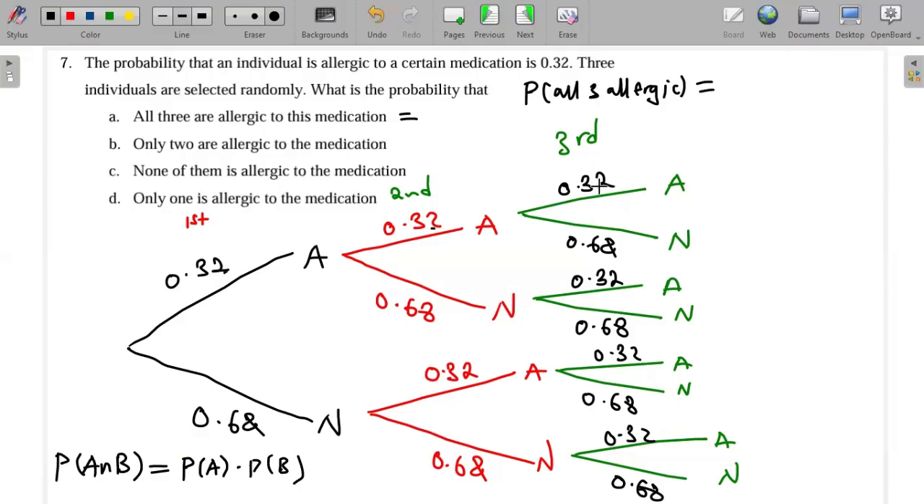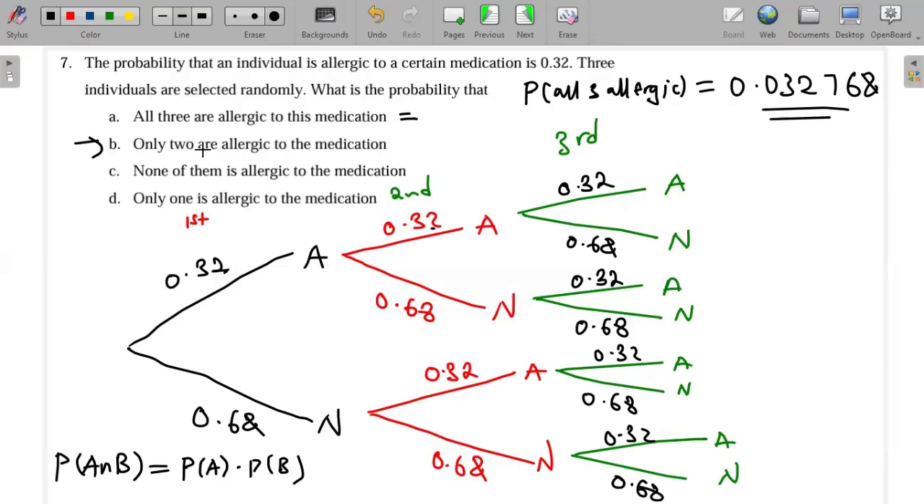So I'll just do that on my calculator. 0.32 multiplied by 0.32 multiplied by 0.32. My answer there is 0.032768. So that is the probability that all three individuals that I select are allergic. Sorry, I said independent by mistake.